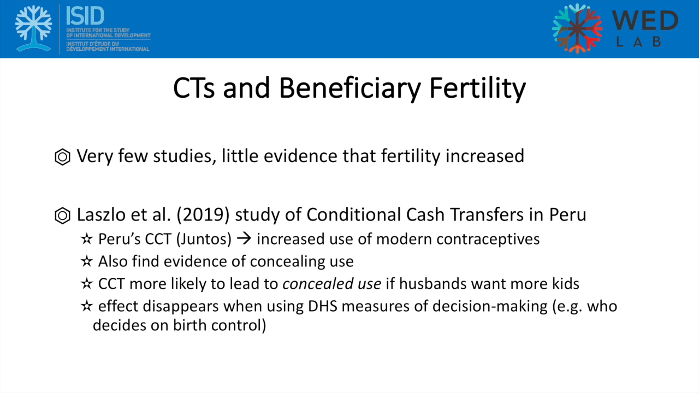We think this is quite interesting because it partly speaks to the potential that cash transfers have in helping women assert their preferences within household decision making. But I think this issue of concealing birth control also shows that there are limits to which these cash transfers can truly empower women to assert those preferences, at least openly.